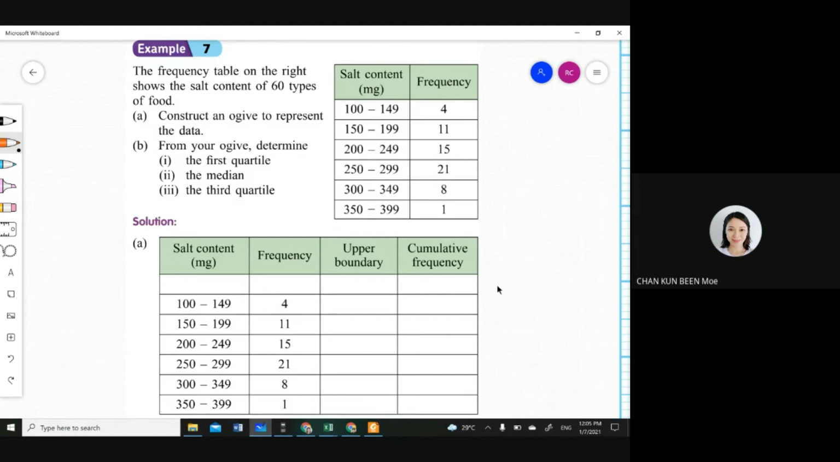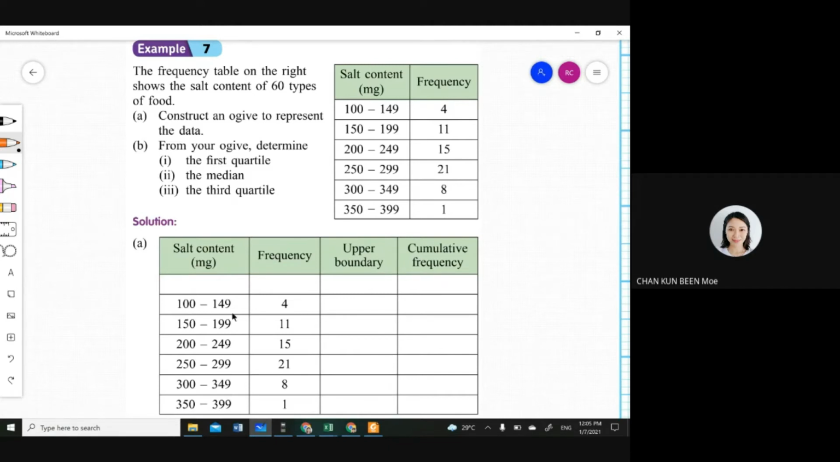Then we need to add on one class before the first class, with 0 frequency. Remember that? You have to think of how to get the first class. Each class differs from the next, so how much is the difference for this class? How many data are in here? 50, right?